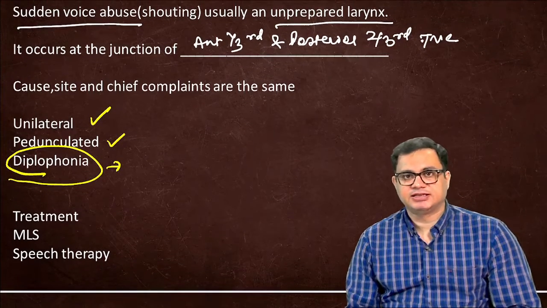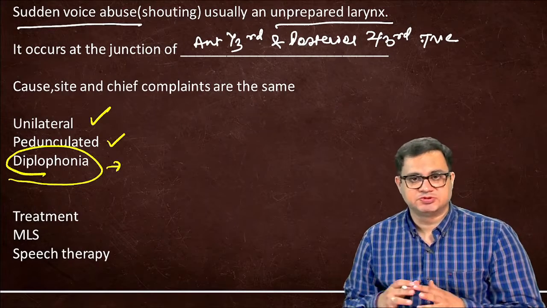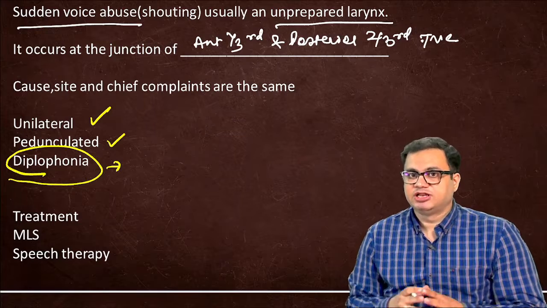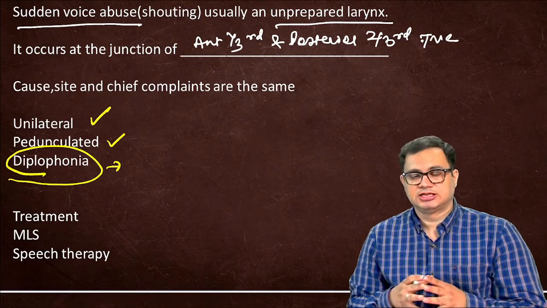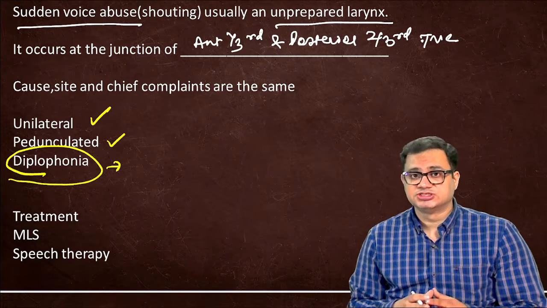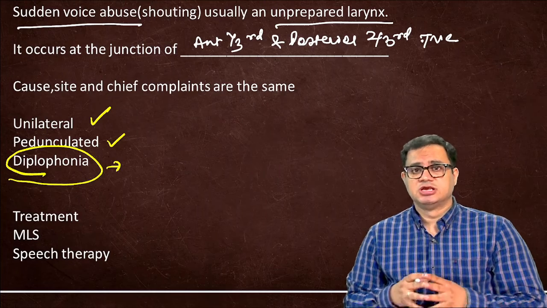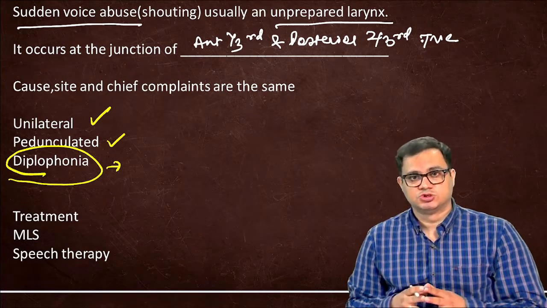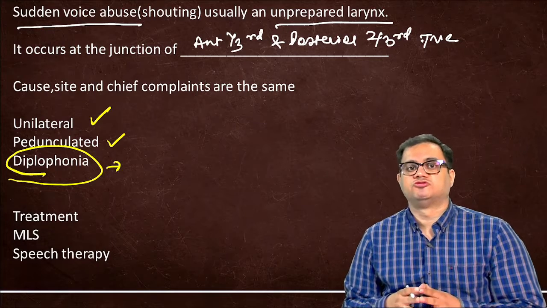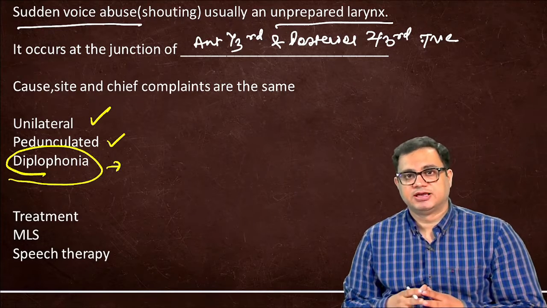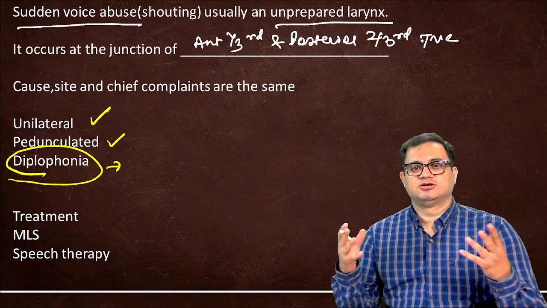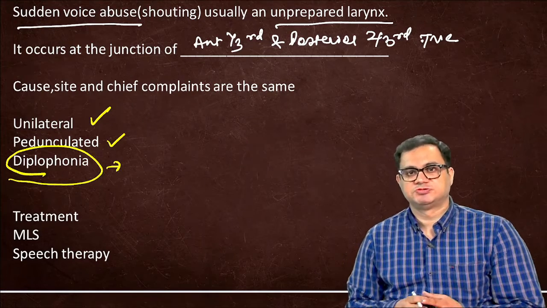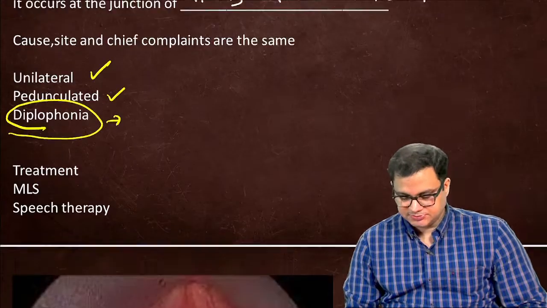So what is the treatment? The treatment is that you go for speech therapy and you perform a microlaryngeal surgery. And believe me, we are doing surgeries day in and day out, and this microlaryngeal surgery is a very rewarding surgery, because the patient will present to you with chief complaints of diplophonia and hoarseness, and as soon as you remove this polyp by microlaryngeal surgery, the voice of the patient will be fine. Microlaryngeal surgery should be followed by speech therapy, and the patient will be absolutely fine.